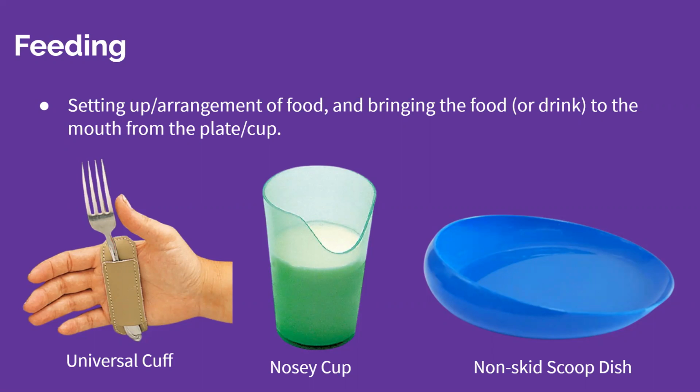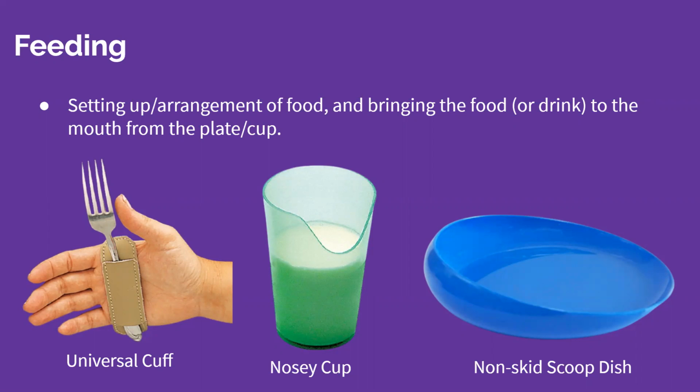The first on the left is a universal cuff, and this is for clients who have decreased grip strength or who have maybe arthritis or they just have trouble holding on to a utensil. This is also commonly used with clients who have Parkinson's disease and who may have tremors. It helps to keep the utensils sturdy enough to feed themselves.